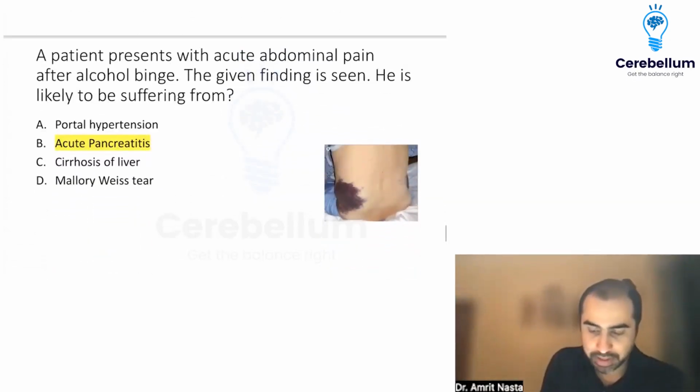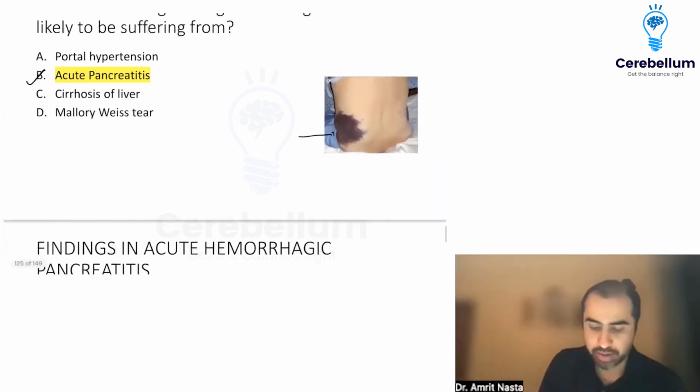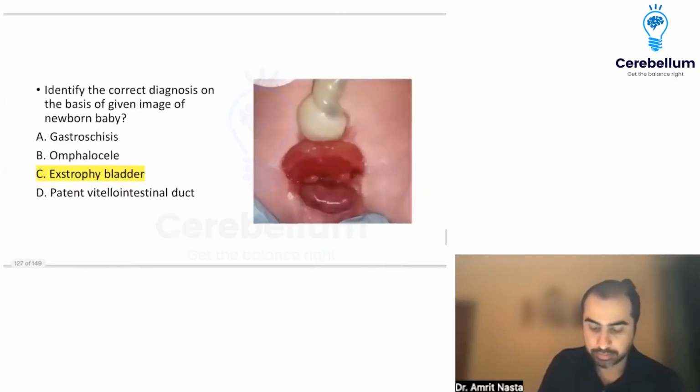Okay. Patient presents with acute abdominal pain after alcohol binge. This image is seen. What is this called? This is Gray Turner sign in acute pancreatitis. Very good. So the person is having acute pancreatitis or acute hemorrhagic pancreatitis. That is Gray Turner sign.